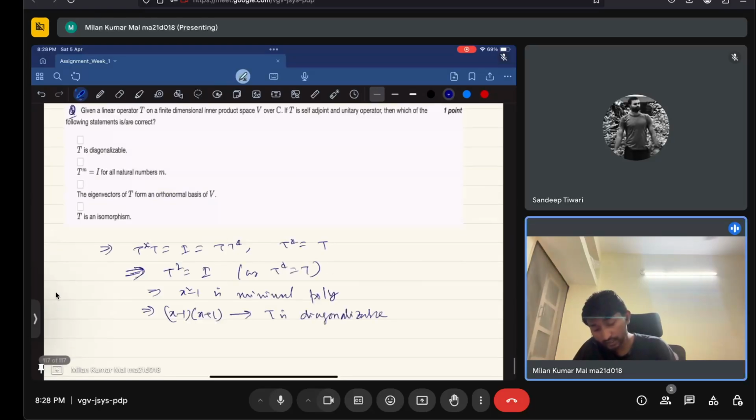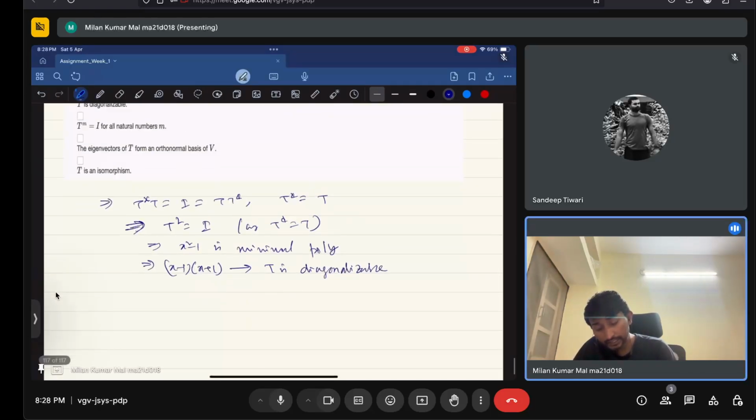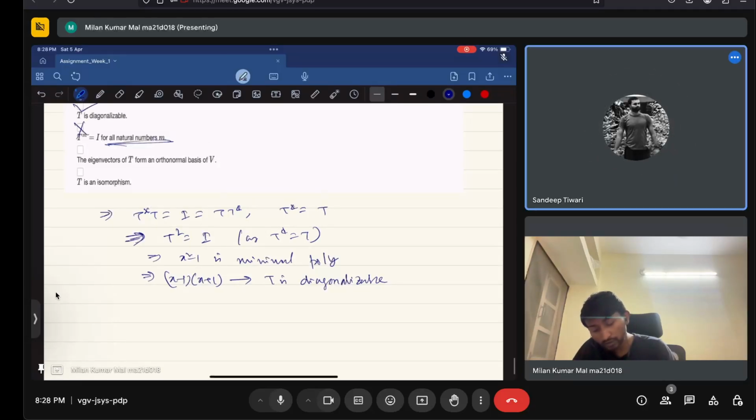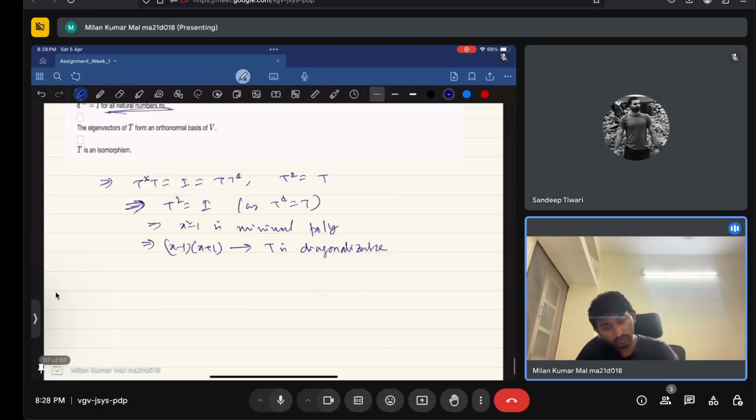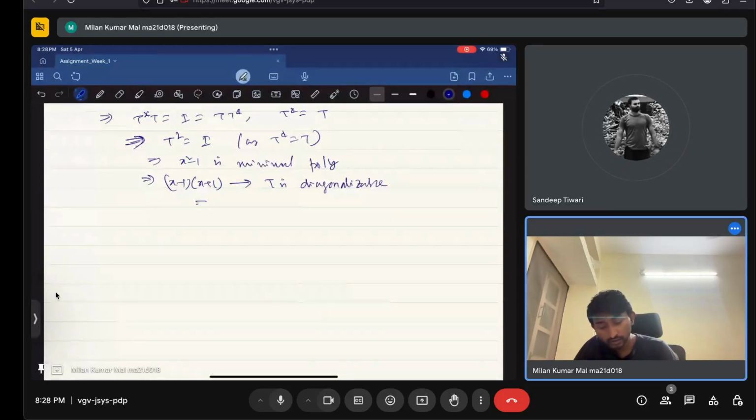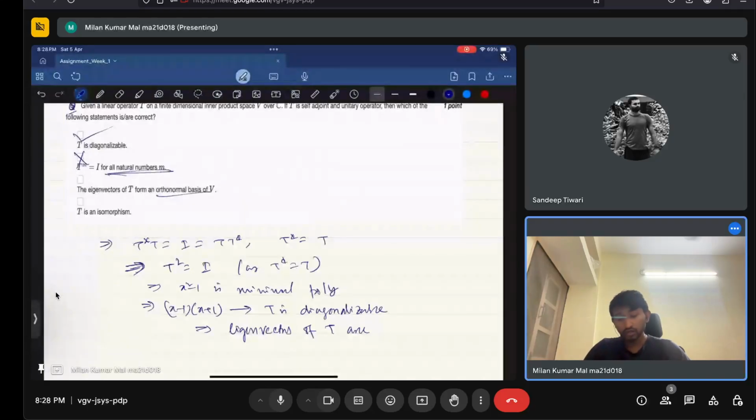So the first one is correct. But it also says that T to the power m equals identity for all natural numbers m. That is false. The eigenvectors of T form an orthonormal basis of V. That's true because T is diagonalizable. Why will they be orthonormal? Because of the unitary.